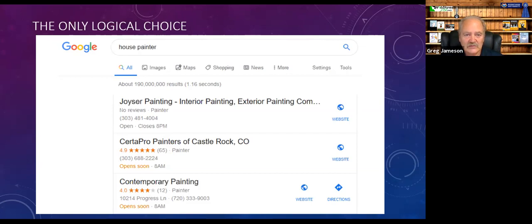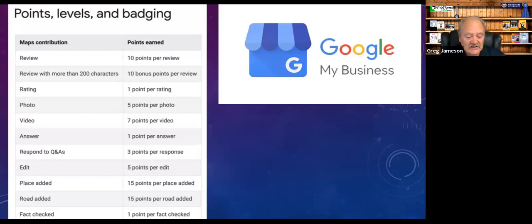And there's another reason why this is important. It's not just because people will be more likely to click on your website, but the fact is that Google actually looks at these reviews too and gives you a point system, which they apply to your Google ranking. So you can see here that you basically get 10 points for every single review that you have. And if you have a written review that has more than 200 characters, somebody actually went out there, they took the time to explain what their experience with your business was, you get 10 more points.